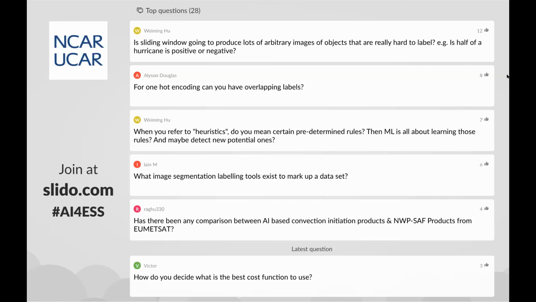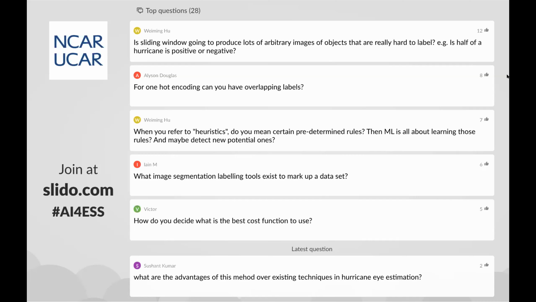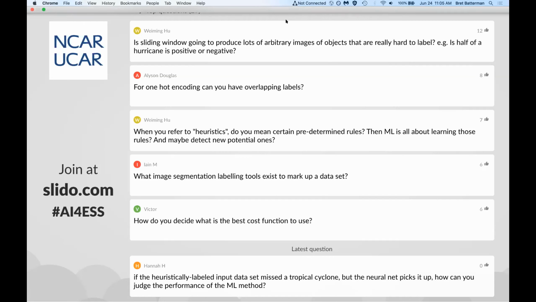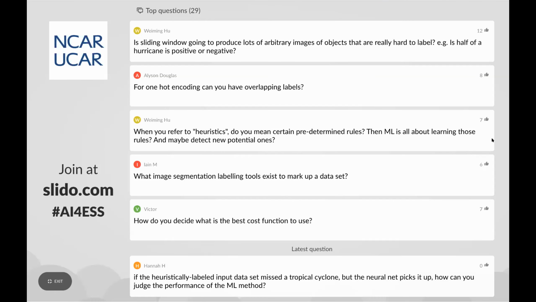Has there been any comparison between AI-based convection initiation products and the NWP staff products and UMetSat? For our work, not yet. Ultimately, we want to get to a point where we're able to compare against existing algorithms. Right now, we're just exploring to see if we can improve upon existing techniques and see if we can increase skill. At that point, once we understand the skill we're creating, we can compare against these other products being produced by other groups. This includes what we use potentially on our own GOES satellite here that's been developed by these GOES-R Proving Grounds.